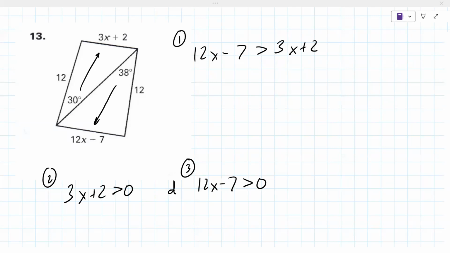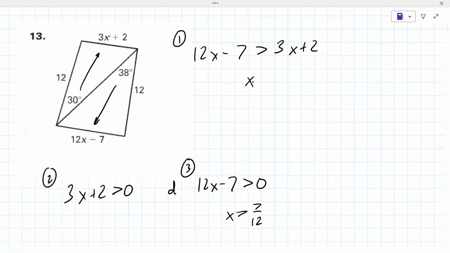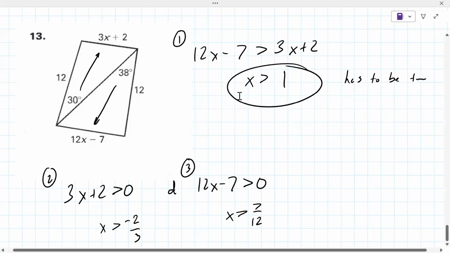Okay, so I have x is greater than 7/12. Okay, good. I also have x is greater than minus 2/3. Good. And x is greater than 1. I don't know how to put them all together. Yeah, this one's pretty tough. This is the main one. This one has to be true. Okay, so that's where you start. And then x is greater than 1.